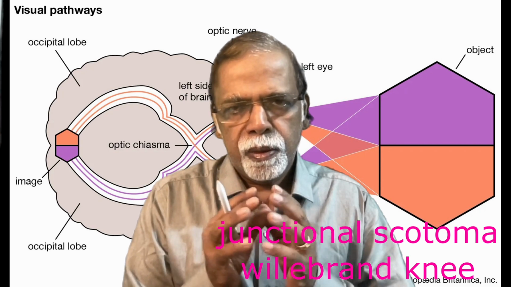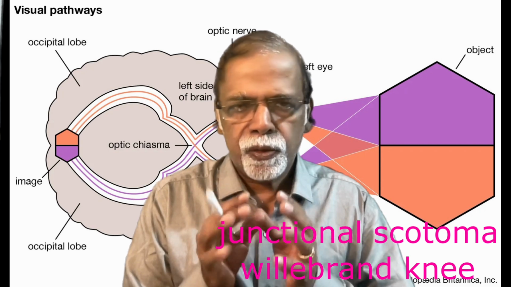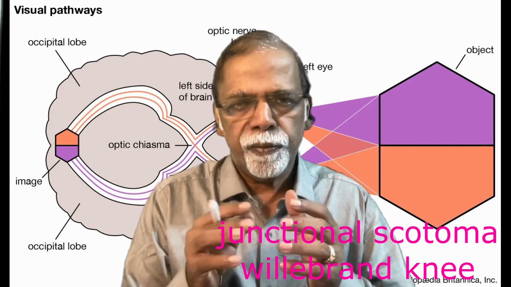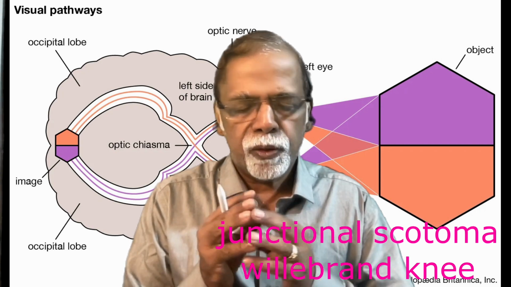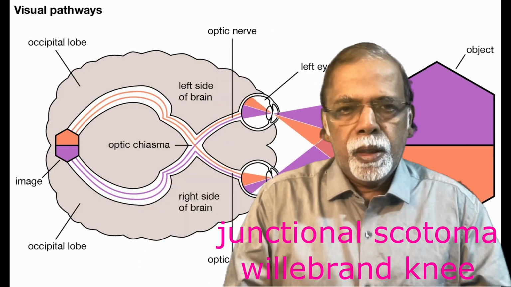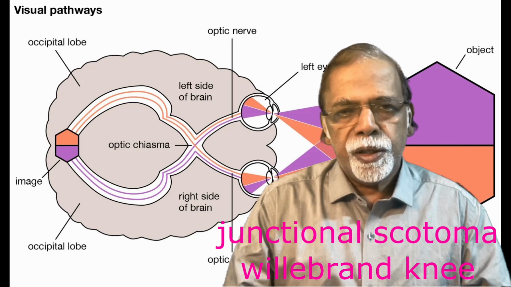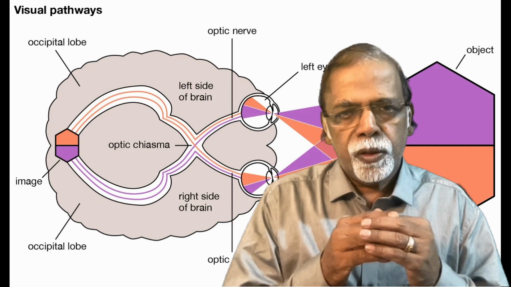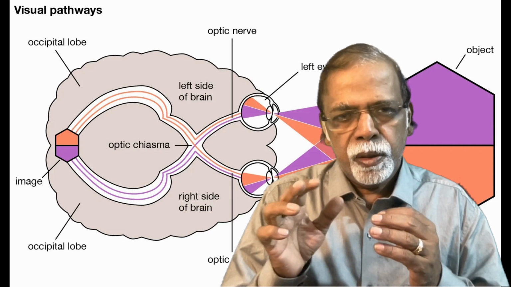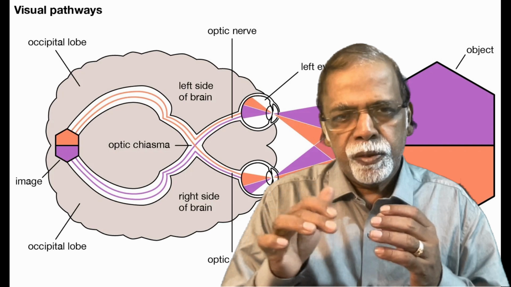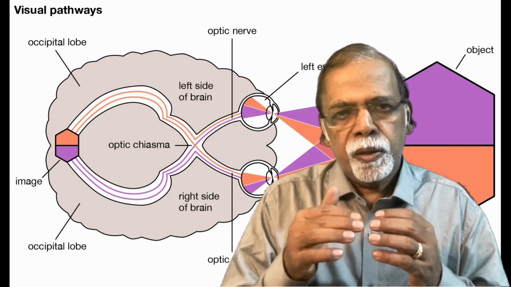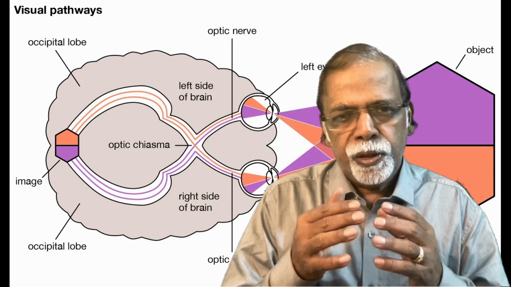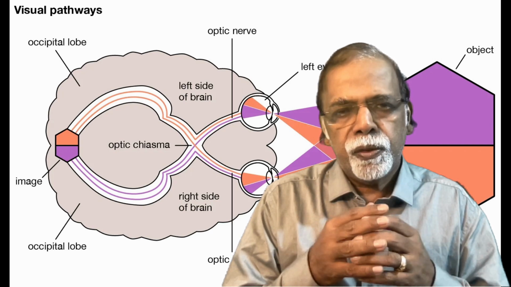The Willebrand's knee is a questionable entity. Many people question the existence of such a thing, but again, this is an important point to be remembered, what is called junctional scotoma. The classical finding of chiasmal lesion is bitemporal hemianopia. You can get junctional scotoma because of the arrangement of fibers which has been explained by the Willebrand's knee. Other field defects can also occur which are beyond the scope of today's discussion.